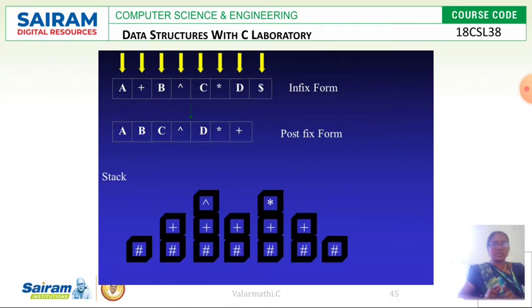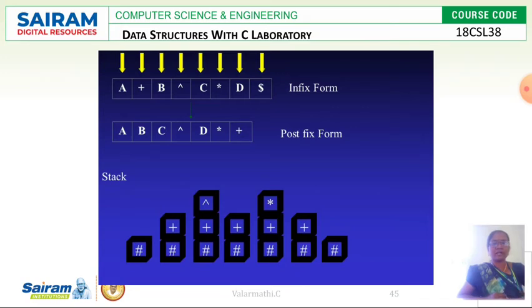First, the input expression is going to be scanned character by character, right? So which one is the first character? A. So first A is scanned. If the character is an operand, it will be directly stored in the output stack. There are two stacks maintained in this logic: one is the output stack, another one is the operator stack, right? So here the scanned character is an operand, so it will be directly stored in the output stack. That is, A is stored first in the output stack.